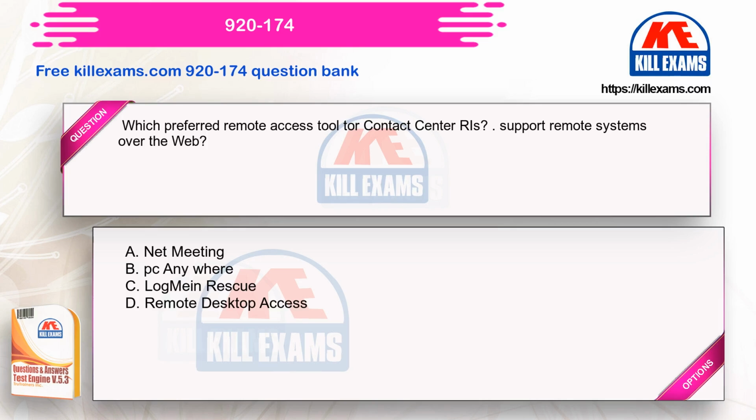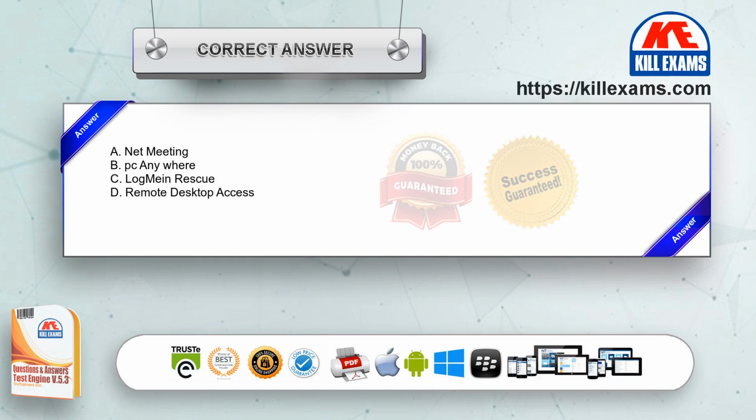Which preferred remote access tool does the contact center use to support remote systems over the web? Option A. NetMeeting. Option B. PC Anywhere. Option C. LogMeIn Rescue. Option D. Remote Desktop access. The correct answer is option C.